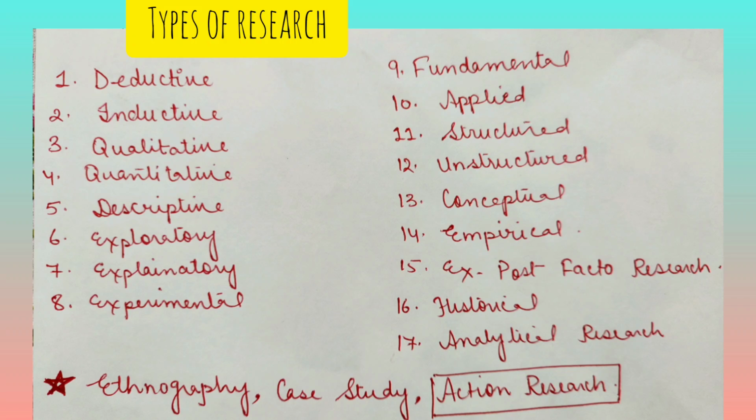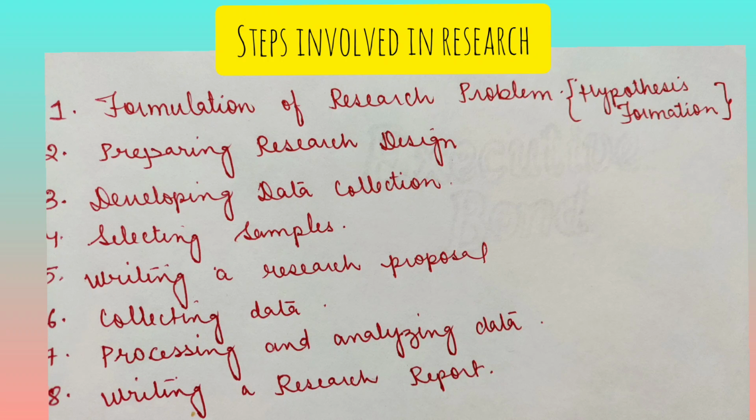So you should know all the types of research, such as deductive, inductive, qualitative, quantitative, descriptive, exploratory, explanatory, experimental, fundamental, applied, structured, unstructured, conceptual, empirical, ex post facto, historical and analytical research. Apart from these, you should also know what ethnography and case study are, and one of the most important types of research that they ask questions about is action research. Questions also come from the steps involved in the research process. You should thoroughly know each step and the sequence in which the research is conducted.